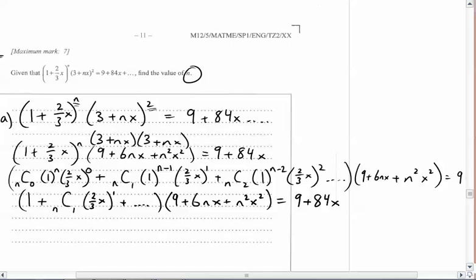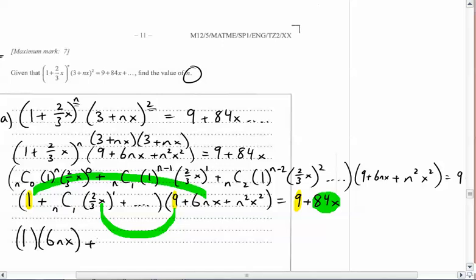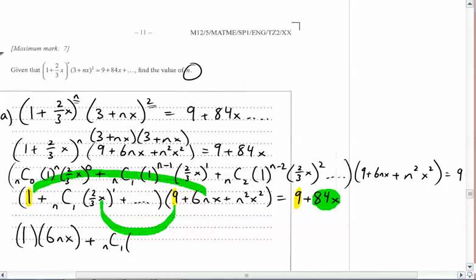Okay, so how can I get the term 9? Well, the first term comes from multiplying the first part of the first bracket and the first part of the second bracket. 1 times 9 is 9. So that term works. Now how can I get the term 84x? Well, that's going to happen anytime that I put something that already has an x together with a constant, or in this bracket something that's constant together with an x term. So if I multiply those two terms together, 1 times 6nx and n choose 1, 2/3 x to the power of 1, times 9, that should give me my 84x. If I solve this, I can find out what n is.